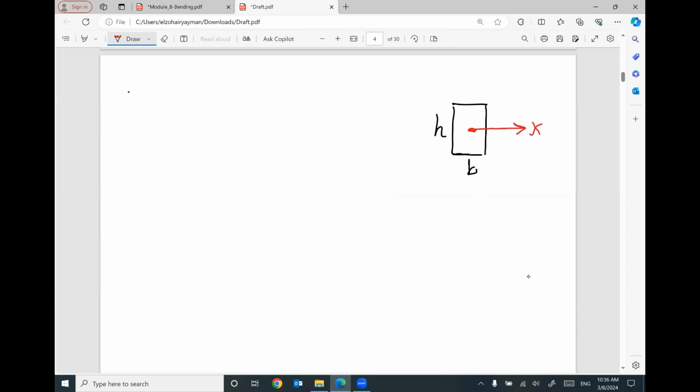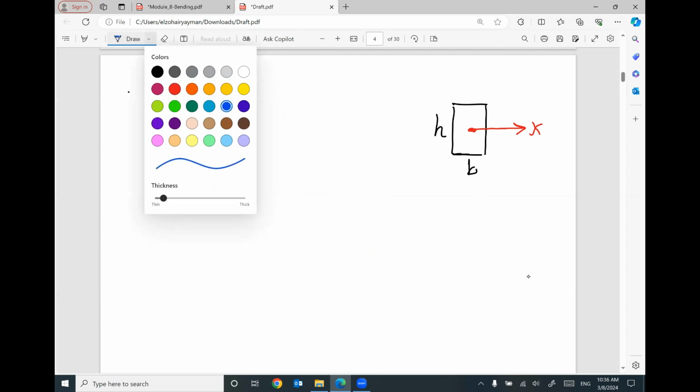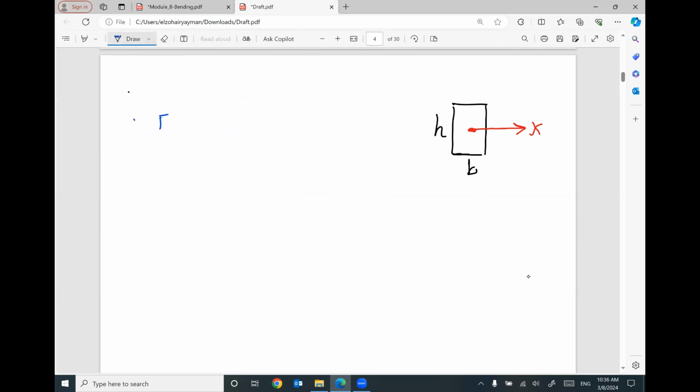We learned from engineering mechanics that we have something called Ix, which is the moment of inertia about the x-axis. Ix equals the parallel to x, b, times the perpendicular to x, h cubed, divided by 12. This is what we learned before.